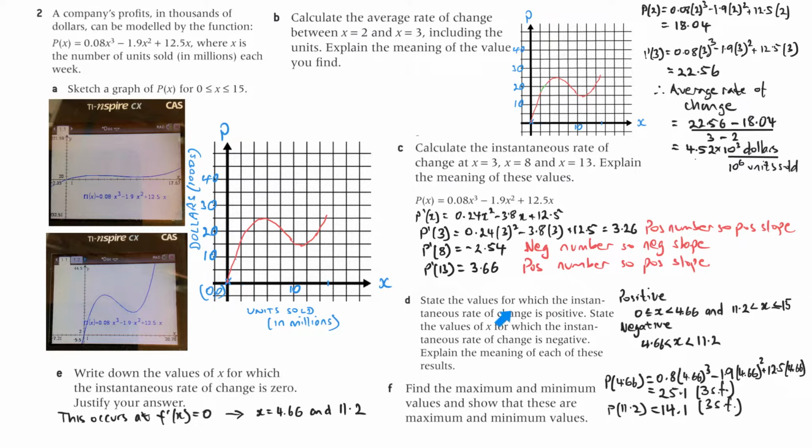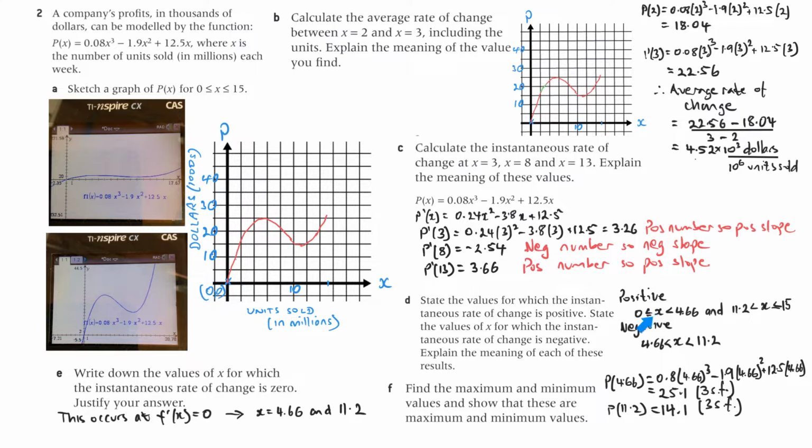D, state the values for which the instantaneous rate of change is positive. State the values of x for which the instantaneous rate of change is negative. Explain the meaning of each of these results. Well, we can just look at the graph, and you can see from the graph here that it's positive up until that point, then it's negative to that point, and then it's positive.